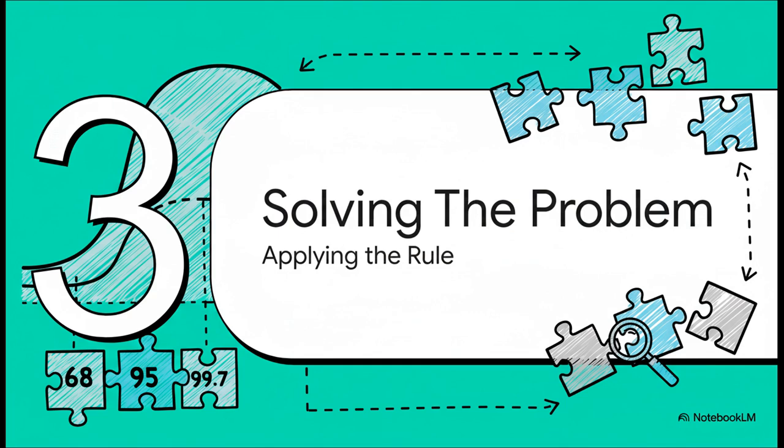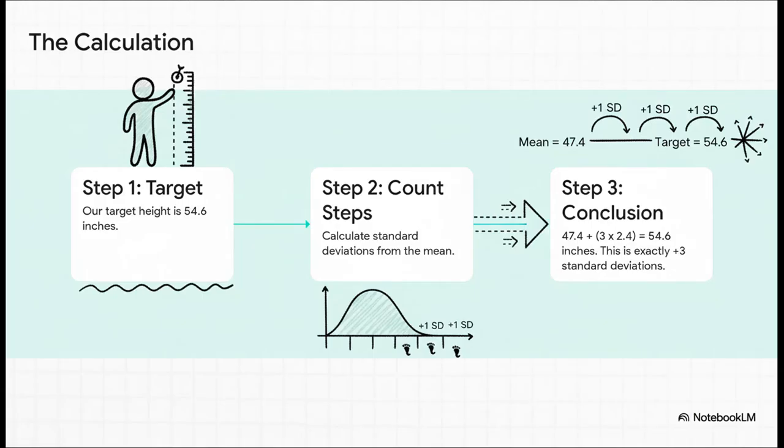We have everything we need to know. It's time to put the 68, 95, 99.7 rule to work and solve this thing. All right, first up, we know our target height is 54.6 inches. The next question is, how many standard deviations away from the average is that? Well, let's do the math. We start at our average, 47.4. If we add 3 of our standard deviations, so 3 times 2.4 inches, we land exactly on 54.6. So we know our target height is precisely 3 standard deviations above the average.